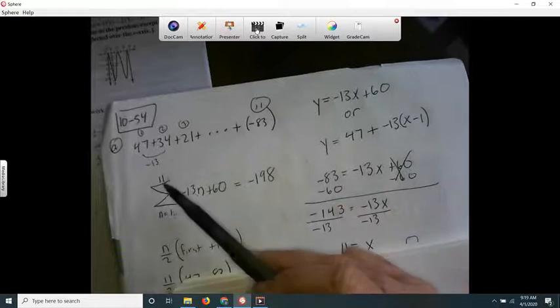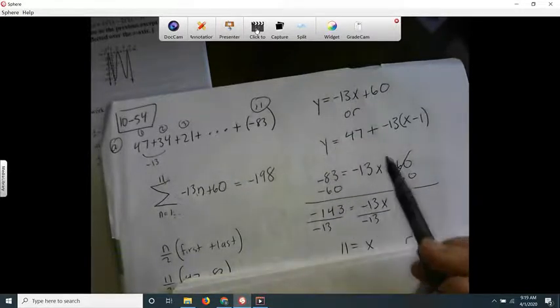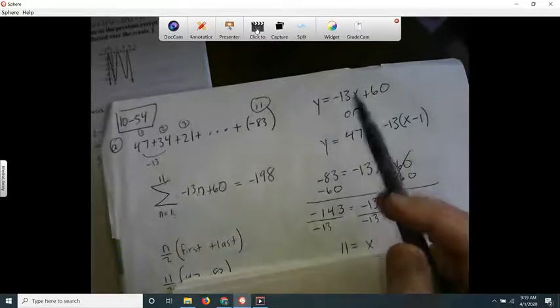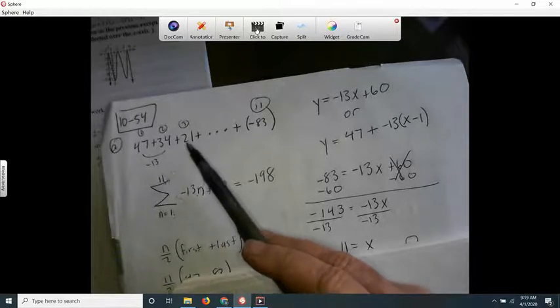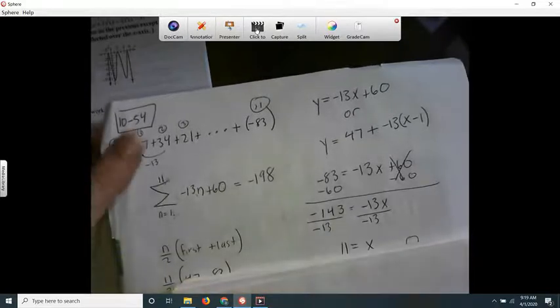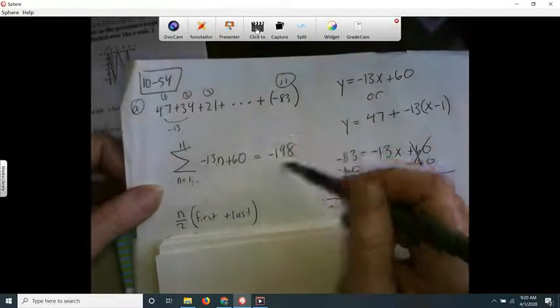So I couldn't have written that up there until I did this little bit of work right over here. And then I already had the rule. I got the rule by looking at what's the slope, what's the y-intercept, because it's arithmetic. And then I have to sum; the 198 came from summing them up.